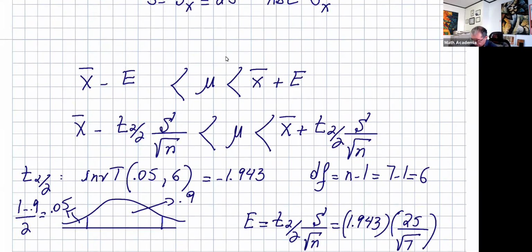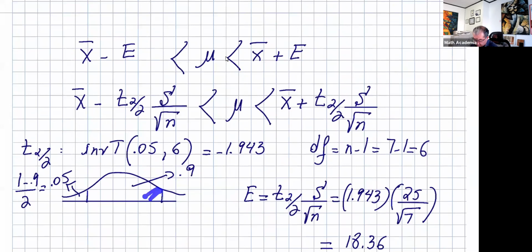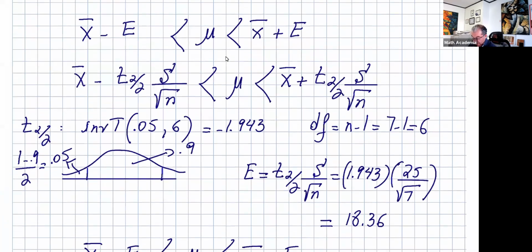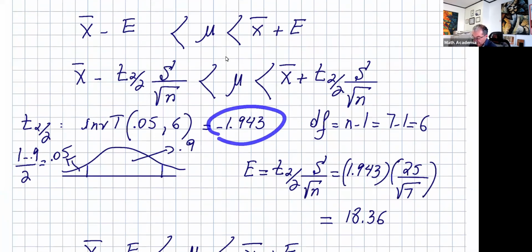I showed how to use the table, but you can use your calculator. It's 90% confidence level, so this is 90. We need to know the area in the tail in order to use our calculator. So it's 1 minus 0.9 divided by 2, and that's 0.05. So in your calculator, you're going to do inverse t, 0.05, and 6. 6 is the degrees of freedom, which is 7 minus 1, which is 6. If you do that, you get negative 1.943. However, for calculations, as I said, we always use the positive one.